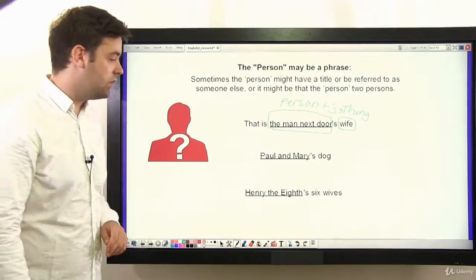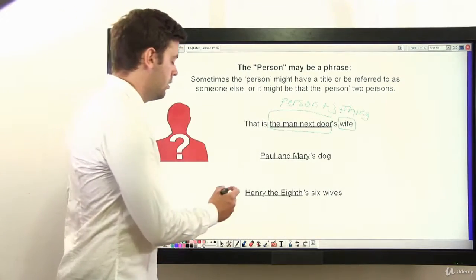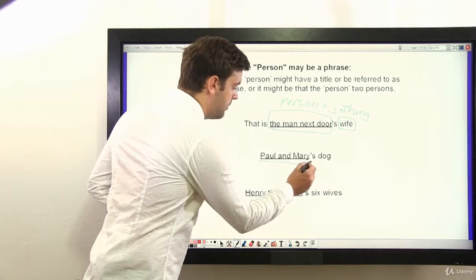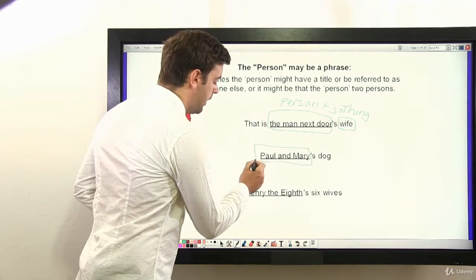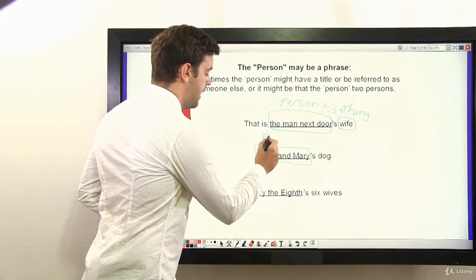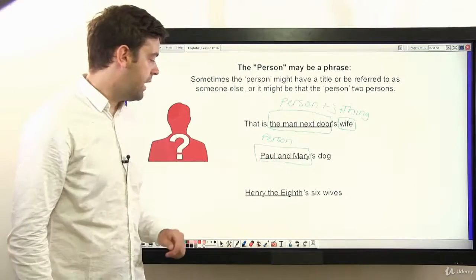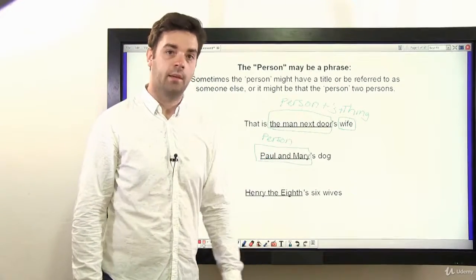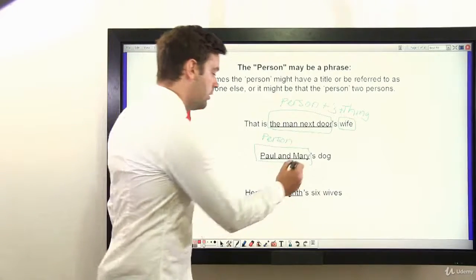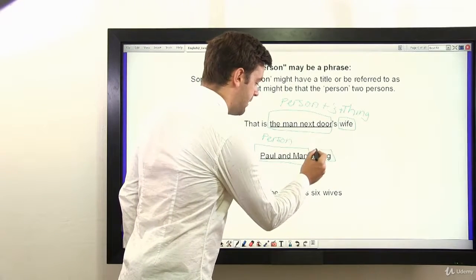What happens if we're talking about two people? We talk about two people as a collective one, okay? So think of it as one person. One person. So Paul and Mary is the person. Dog is the thing that they own.